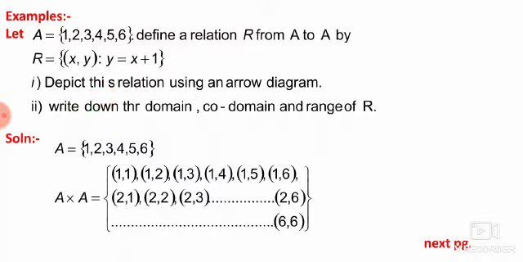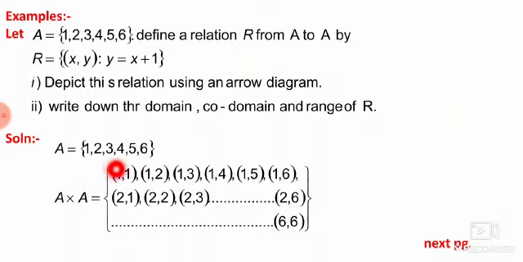We have to depict this relation using an arrow diagram, and also we have to write the domain, codomain, and range of the relation R. To write all these things, let me write the given set. A is a set containing the elements 1, 2, 3, 4, 5, 6. Let me obtain A cross A. Dear students, you know how to find the Cartesian product of two given sets, and we have already done that in the previous class.